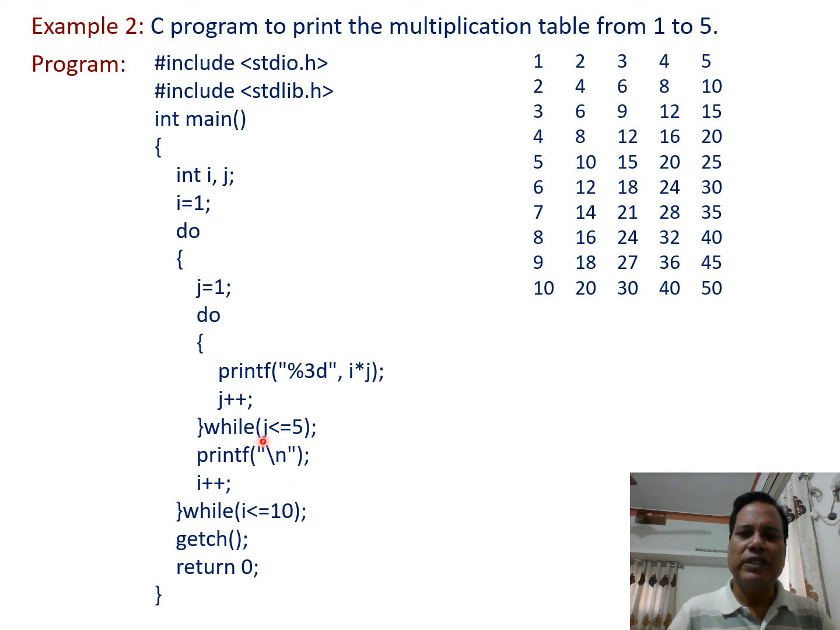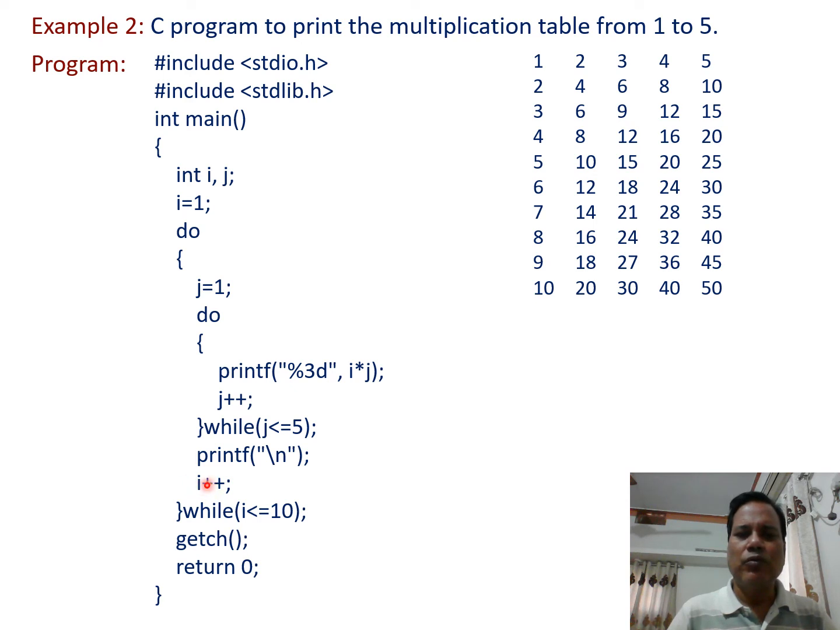And when the value of j is incremented, its value becomes 6, and then the condition becomes false. So control again comes out of the inner do while loop and the printf statement brings the cursor to the beginning of the third row. In this way we can print the multiplication table from 1 to 5. And at the last, when the last row gets printed, then we increment the value of i, and this value becomes 11.